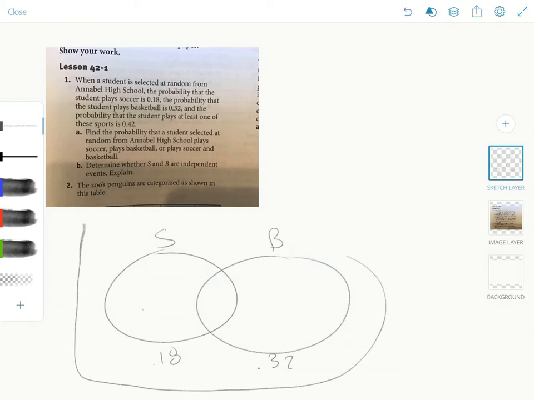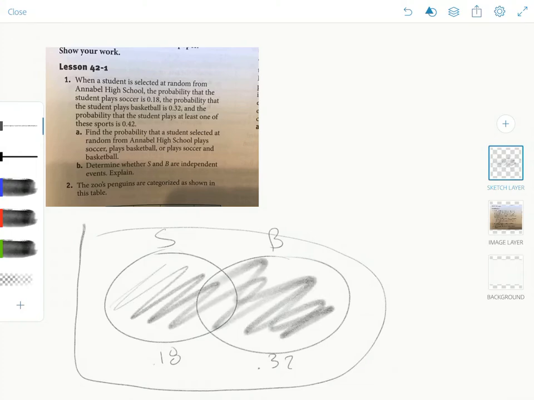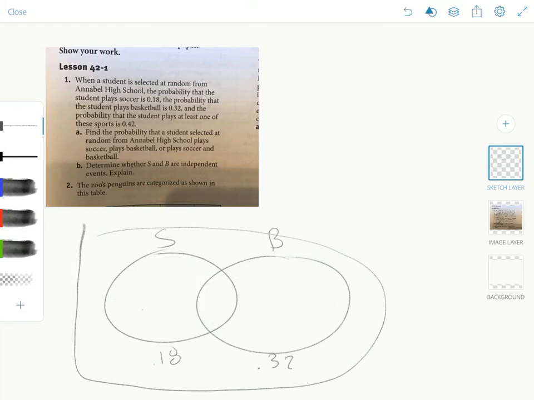So that means everything inside of both circles is 42%. And we want to know how much is strictly basketball, how much is strictly soccer, and how much is the intersection. So we're going to combine the addition rule and the multiplication rule to see if we can determine if these are independent events. So we know that the probability of soccer union basketball is equal to the probability of soccer plus the probability of basketball minus the probability of the intersection.